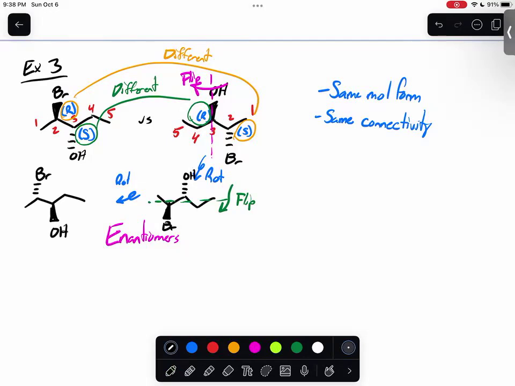And looking at this, we can see pretty easily that the bromine in the second molecule is different because it was on a wedge and now it's on a dash. And the alcohol is also different because it was on a dash and now it's on a wedge. So these are very clearly enantiomers, right? Because all of the stereochemistry is changing. Okay, let's do another one.